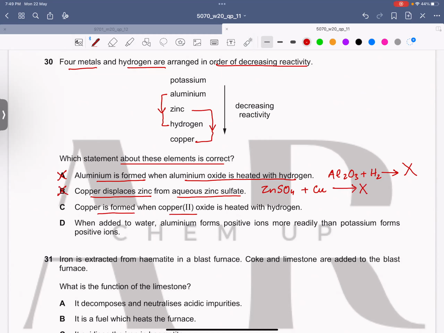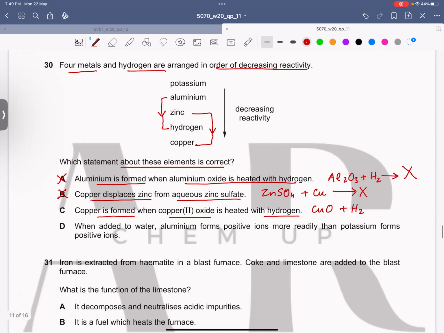Copper is formed when copper 2 oxide is heated with hydrogen. So when copper 2 oxide is heated with hydrogen, if you see, hydrogen is above copper. So yes, the reaction may occur, forming water and giving us copper metal, right? So C is the correct answer. This would happen, but let's mark D as wrong first.